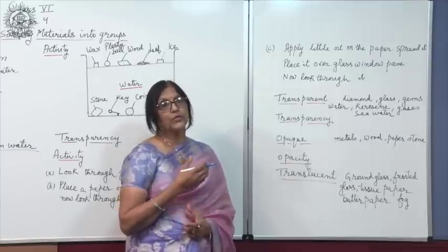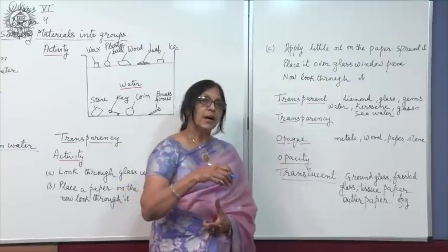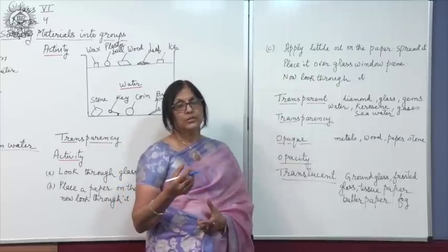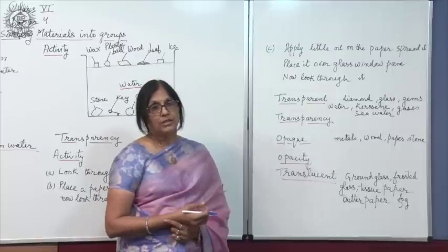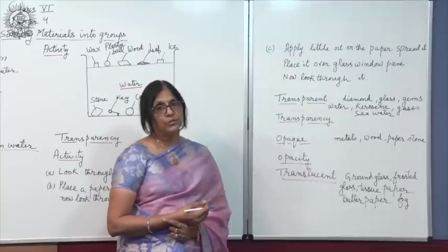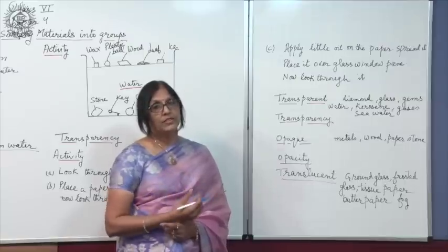So, on the basis of this property, transparency, whether the light can pass through an object completely or partially, or it cannot pass at all, the materials can be classified into 3 groups: transparent, opaque and translucent.